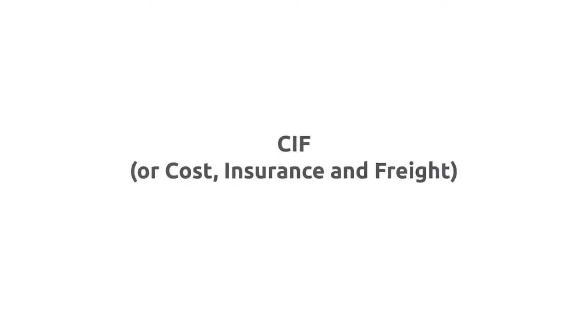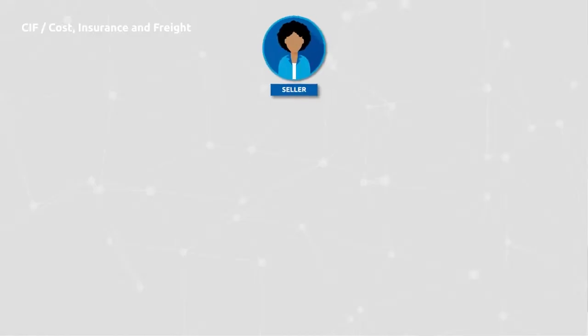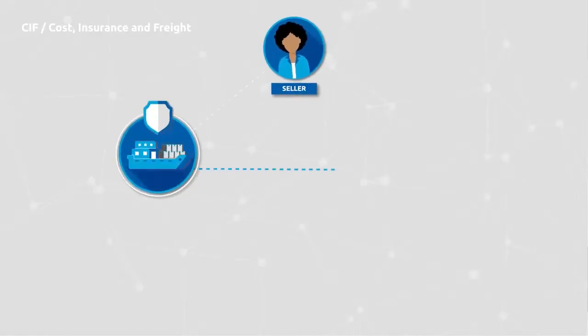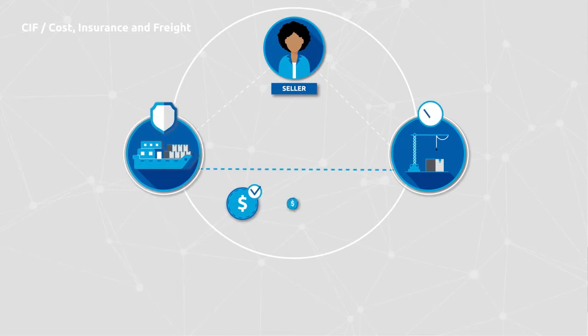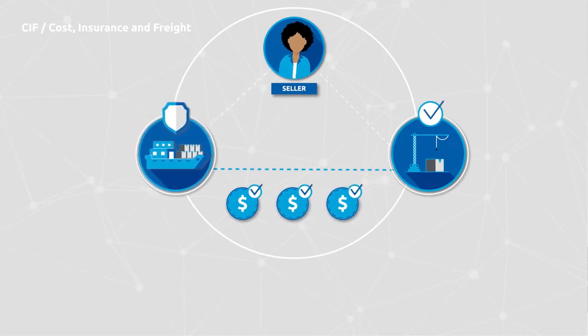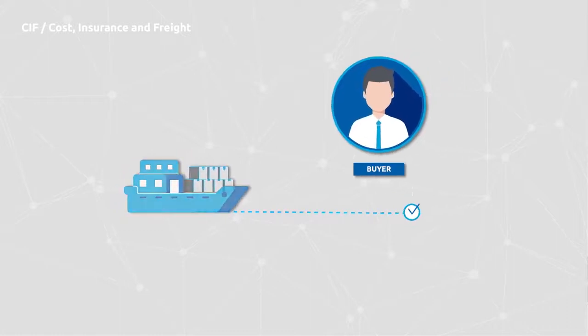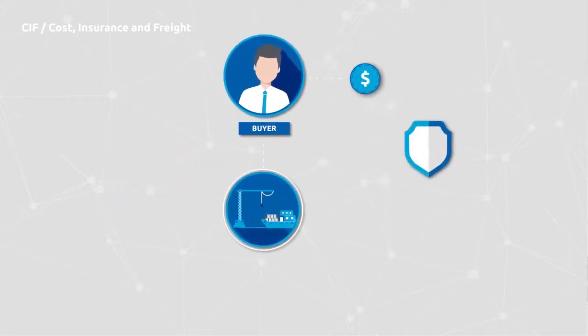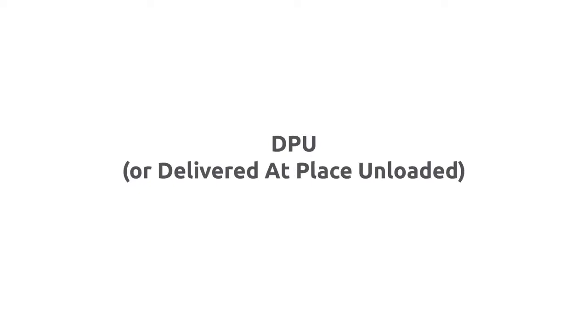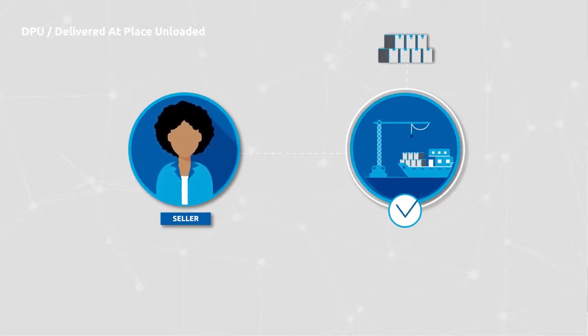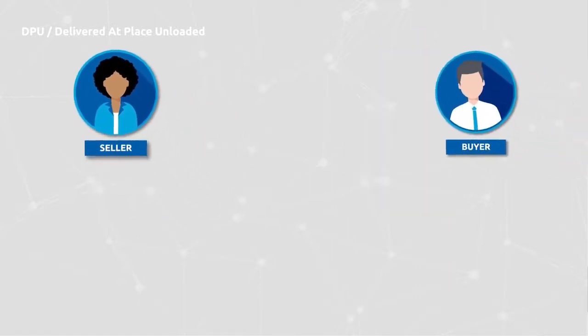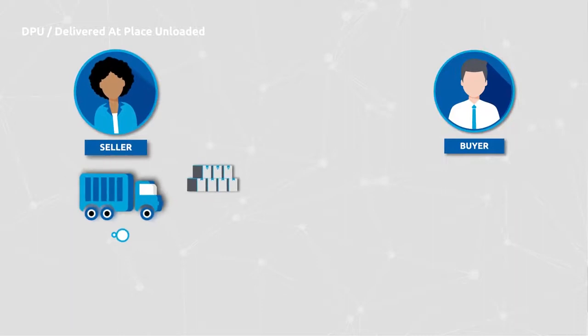CIF, or cost, insurance and freight. This term is the same as CFR, but in this instance the seller would also arrange insurance up until the goods arrive at the destination port. Once the goods arrive, the buyer takes on all risks and final associated charges. DPU, or delivered at place unloaded. This is the only Incoterm rule that requires the seller to unload goods at the place of destination. It requires the seller to deliver the goods after they've been unloaded by the carrier.